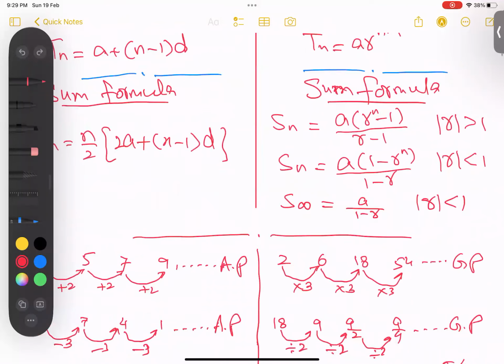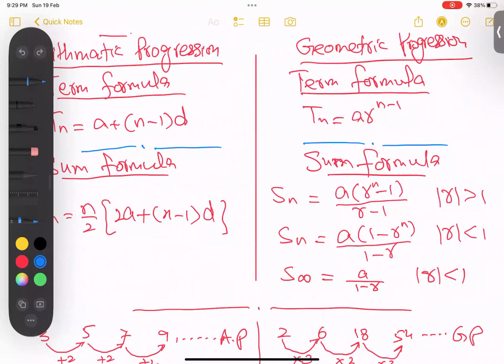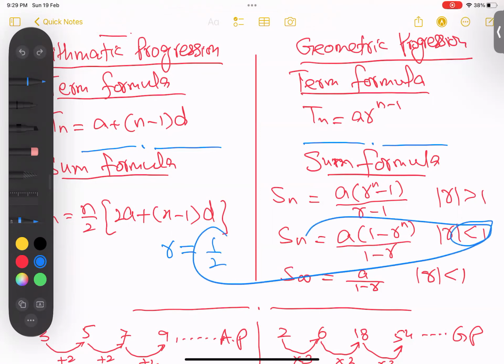Now, a very interesting part I'm going to teach you, which is the most important point here. Can you see this one? R is bigger than 1, then R is less than 1. It means that some formulas depend upon the R value. For example, if R value is 2, which is bigger than 1, then I will use this formula. If R value is, for example, 1 by 2, which is less than 1, then I will use this formula.